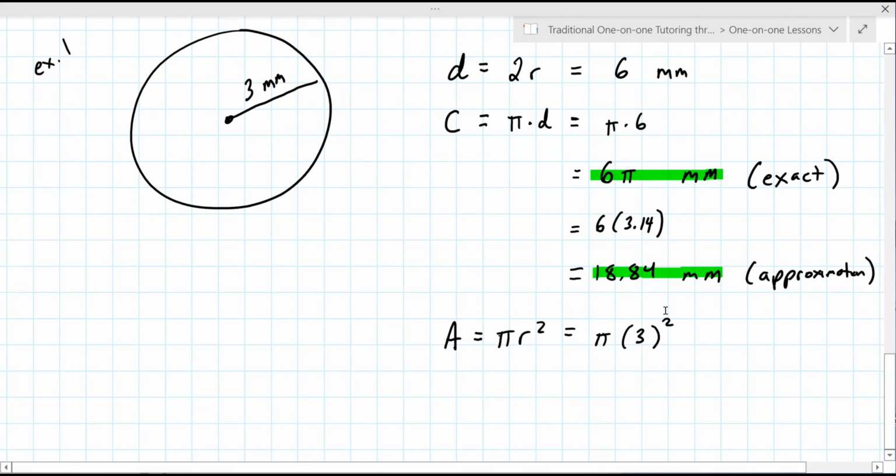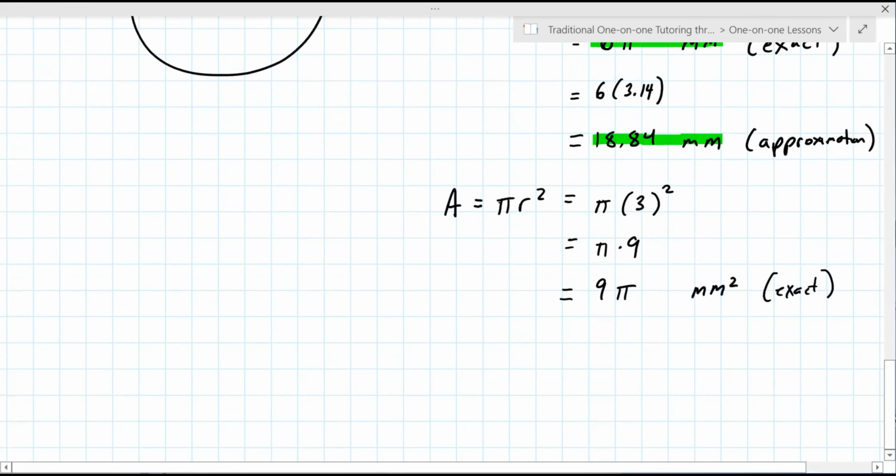So what is 3 to the power of 2? That's 9. So this is pi times 9. But earlier I said it's better to put that number in front of the pi. So it's 9 pi. You just switch the order. And then with the area, it's millimeters squared. And that's exact.